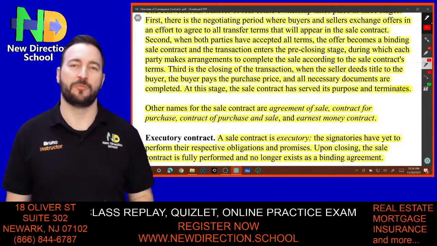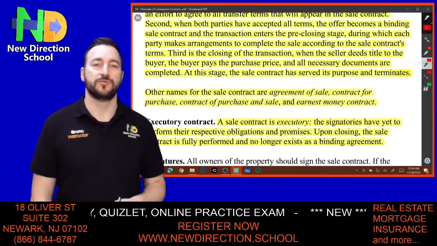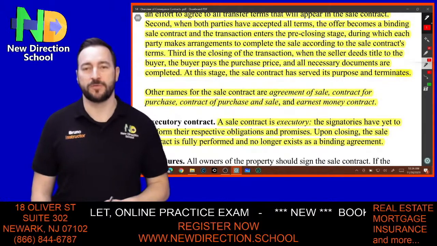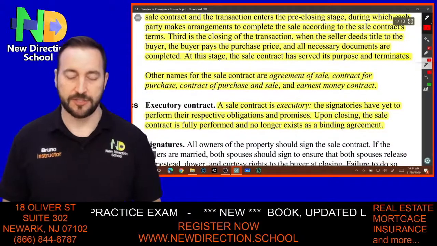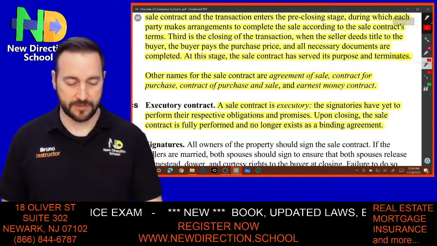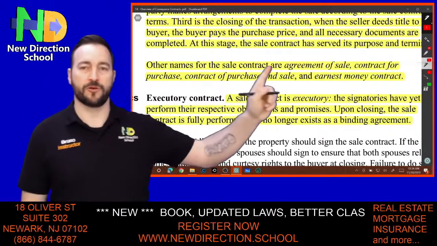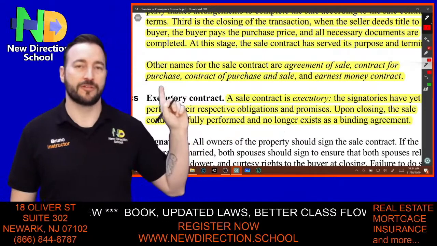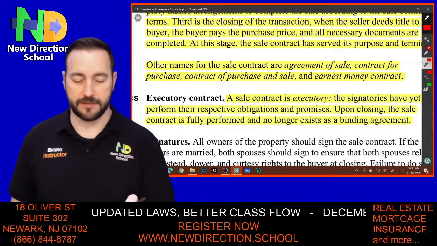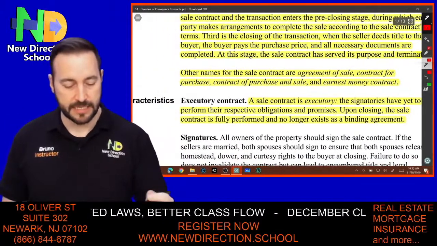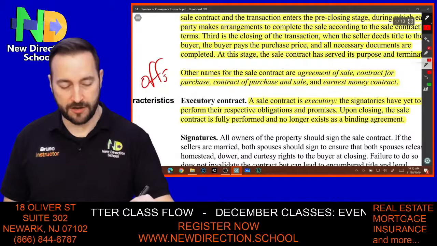And third, the final part of it is the actual closing of the transaction, when the seller deeds the title to the buyer. The buyer pays the purchase price and all necessary documents are completed, so signed and completed. At this stage, the sales contract has served its purpose and terminates. Other names for sale contract are agreement of sale, contract of purchase and sale, and earnest money contract. It could also be binder and deposit receipt or contract. It could also be named offer.